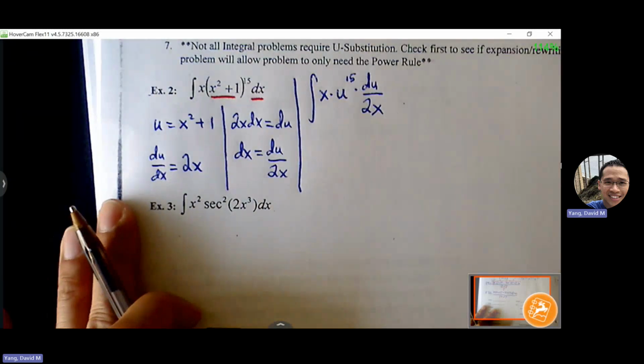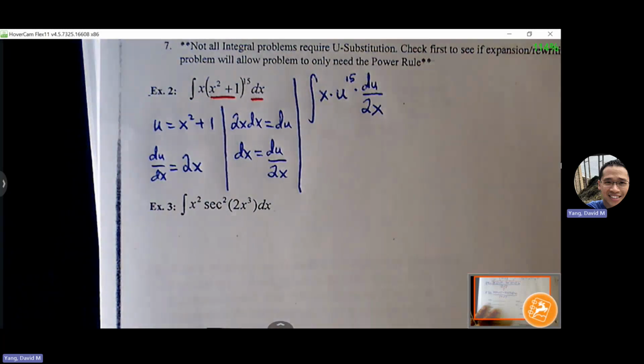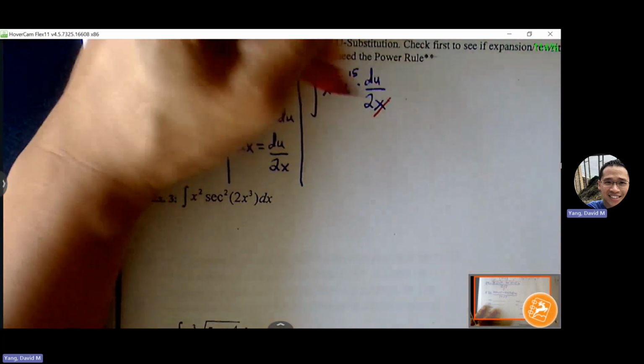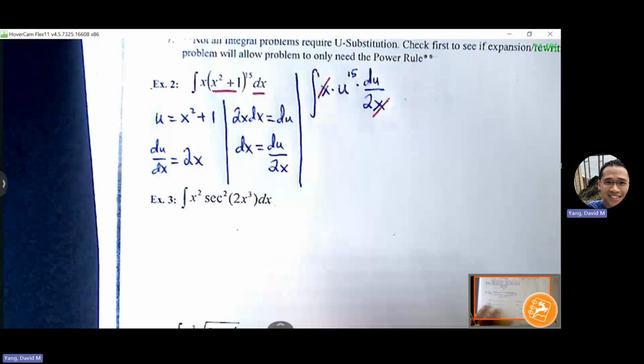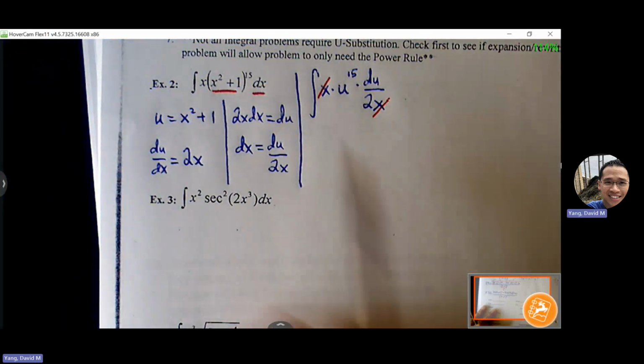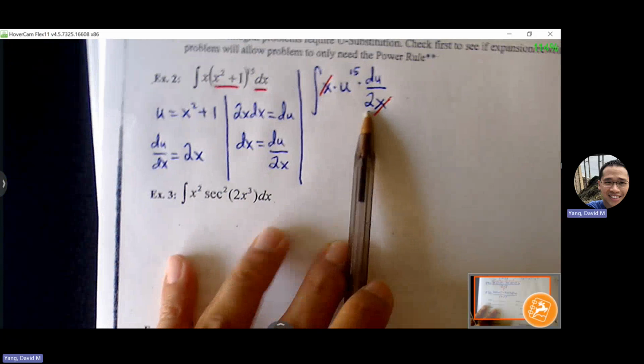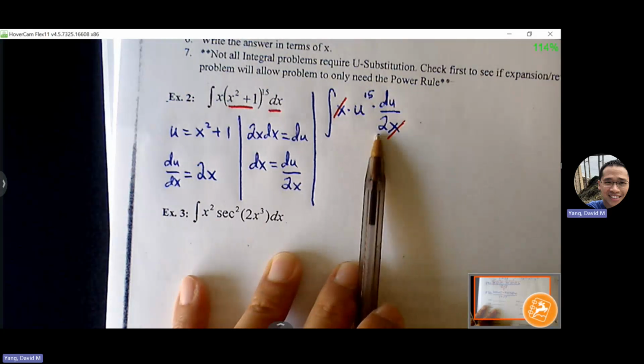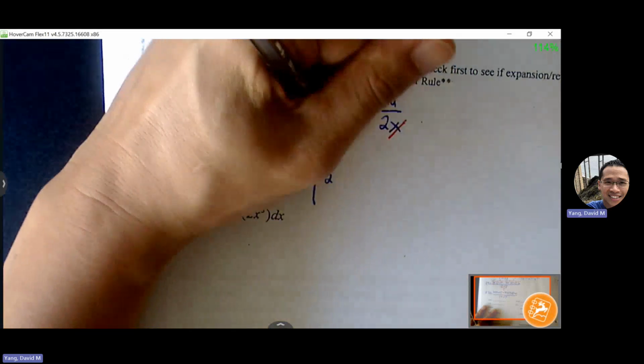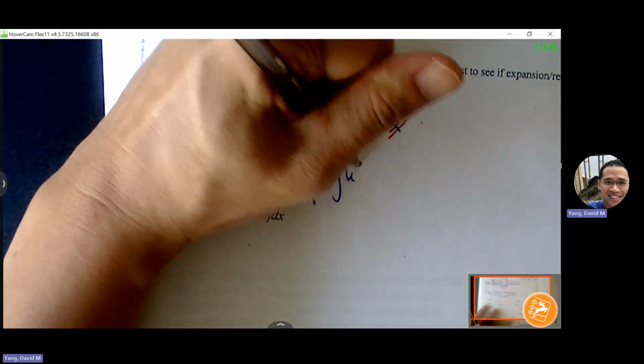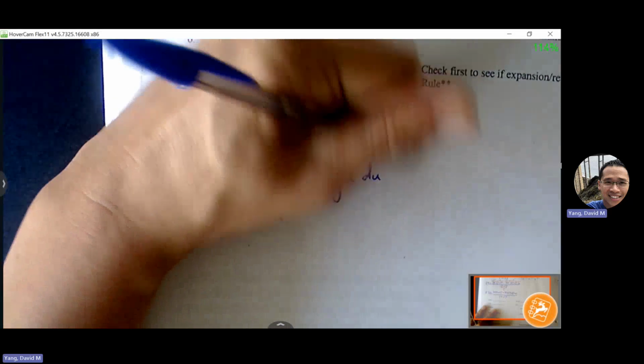But in this case, will the x's cancel out? Yes, that's a good sign. Okay, so we know that we're on the right track here if we can get everything in terms of u. Now this 2, we're going to put this 2 here to make it a little bit cleaner to look at. 1/2. Let's push it out here as 1/2. So 1/2 integral of u to the 15th du.